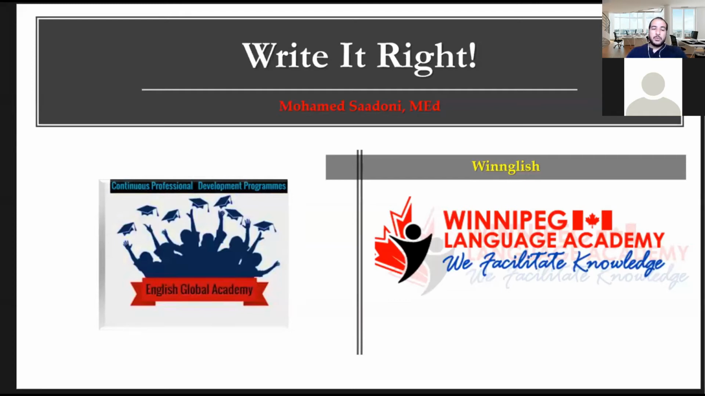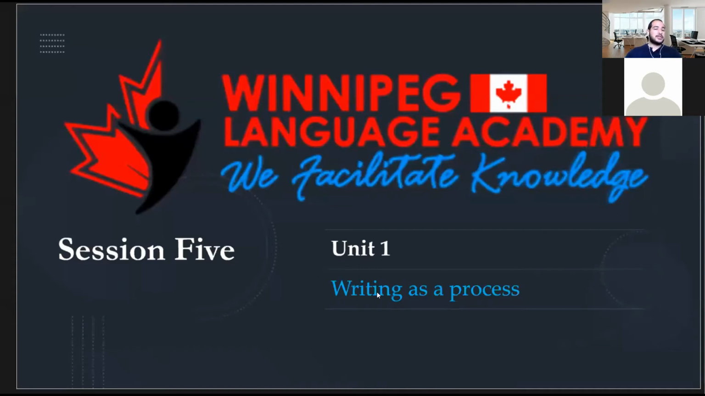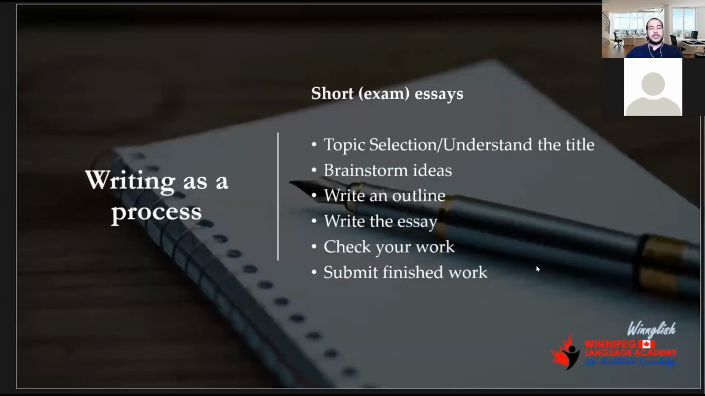And again, we're doing the fifth session of Write It Right, and it's sponsored by Global English Academy and Winnipeg Language Academy. Last week, we discussed different topics, and we're still looking at writing as a process. We talked about topic selection, understanding the title, and how we can pick a topic that is interesting for us. Also, we talked about brainstorming ideas. We discussed that there are three different types of brainstorming. We also talked about how to create an outline, and we are still working on how to write an essay.